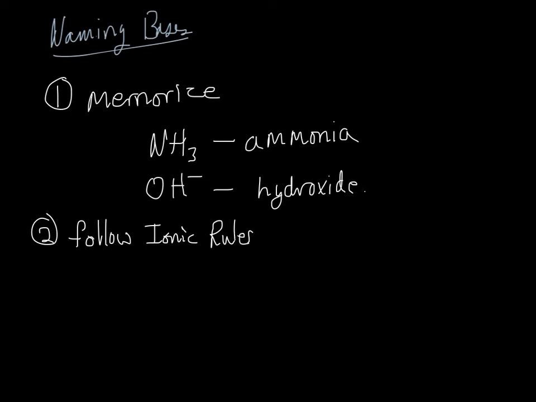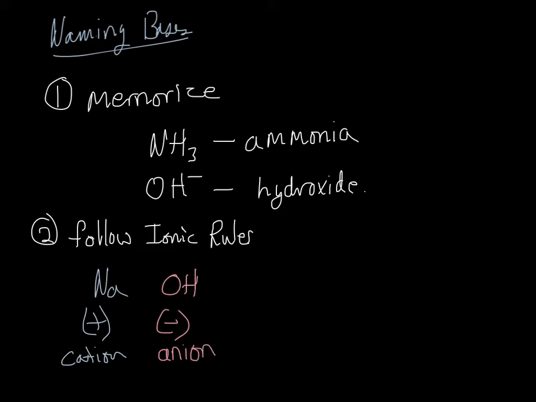Okay. Number 2 is naming of bases follow the ionic rules. They follow ionic rules. So we might have something like this. Sodium, that's a positive cation, and our anion is always going to be hydroxide. Okay, so sodium is our cation, C-A-T-I-O-N, and hydroxide is our anion. Okay, and we follow the ionic naming rules. So NaOH is just going to simply be sodium hydroxide.